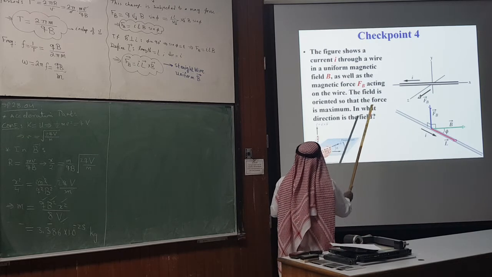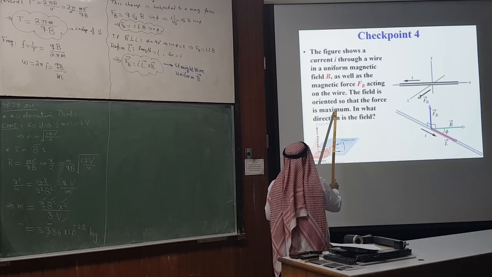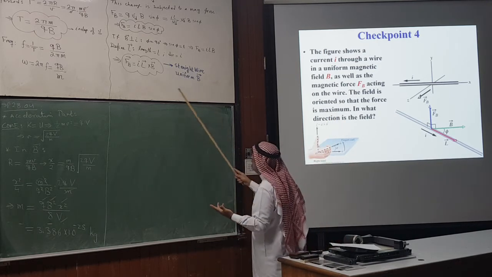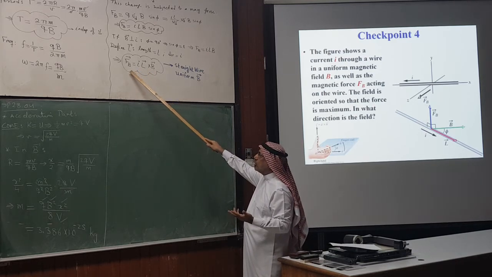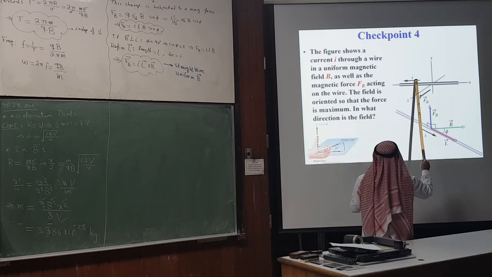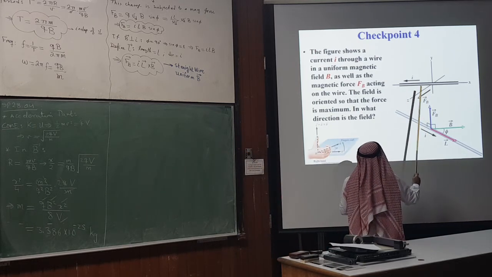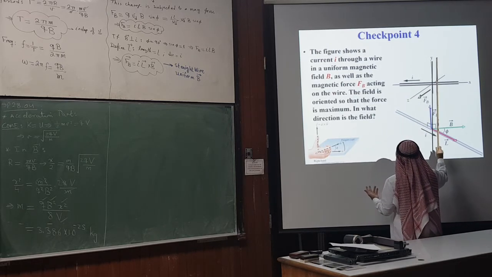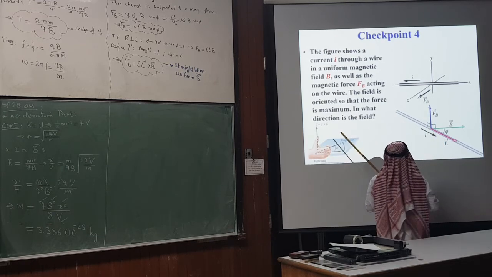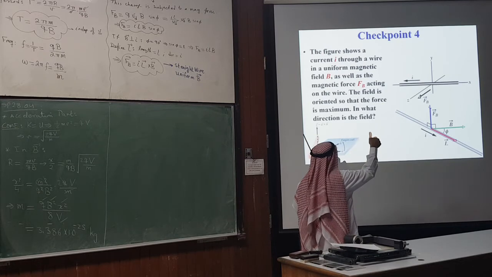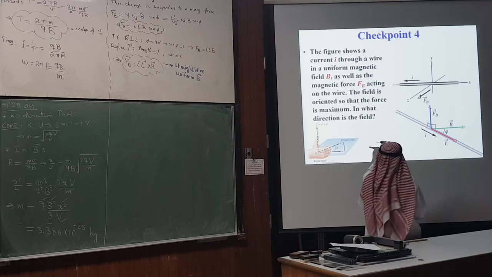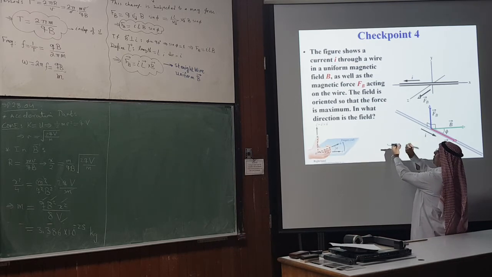So the problem says the field is oriented so that the force is maximum. In what direction is the field? Well, you know that the result of the cross product is perpendicular to the two vectors. So if I is that way and F is this way, it means that the magnetic field has to be along the y direction. Now, is it positive y or negative y? Let's see. Here is the current, and the force is coming out of the page.